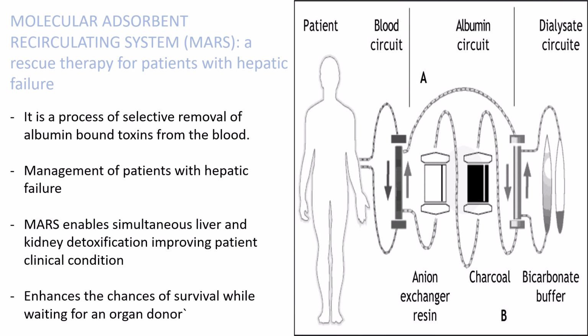Where can we use it? We can use MARS in acute liver failure, ACLF, refractory encephalopathy of liver, intractable pruritus in cholestatic diseases, hyperbilirubinemia, and as a bridge to liver transplant. And we can see improvement in hepatic encephalopathy, hemodynamics of that patient, renal function, and neurological status.